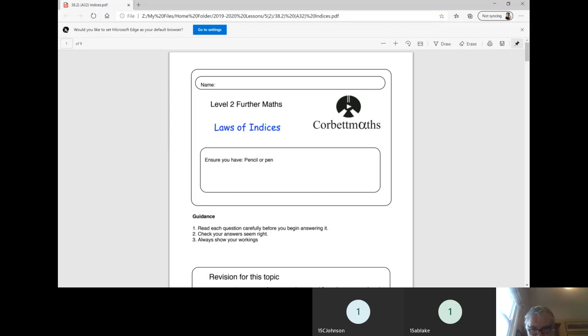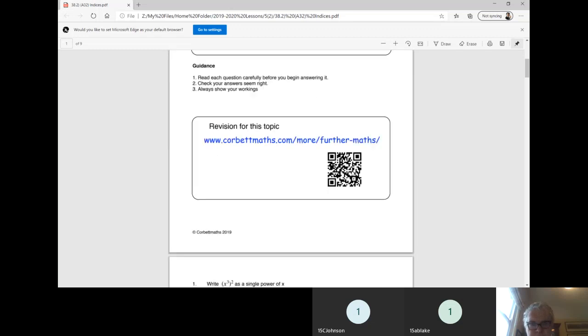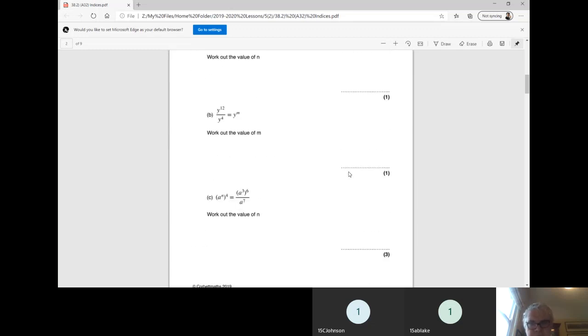So the other thing I just wanted to quickly do was turn the pages of the worksheet you've got, just really quickly to remind you of the basics.